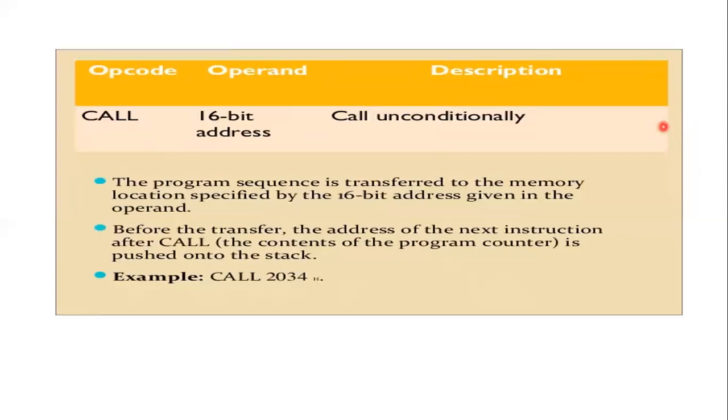Okay. Next is call. Call unconditionally. The operand is a 16-bit address. The program sequence is transferred to the memory location specified by a 16-bit address given in the operand. Before the transfer, the address of the next instruction after call is pushed into the stack. So the example is call the address 2034.